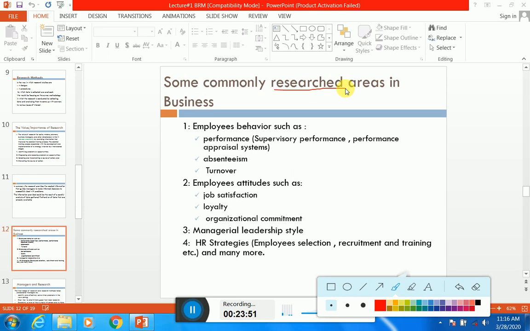I have mentioned a few of the areas here just to make your idea clear. Number one, that is employee behavior. Behavior means actions. Those actions which are performed in the organization or during the job by the individual or groups.